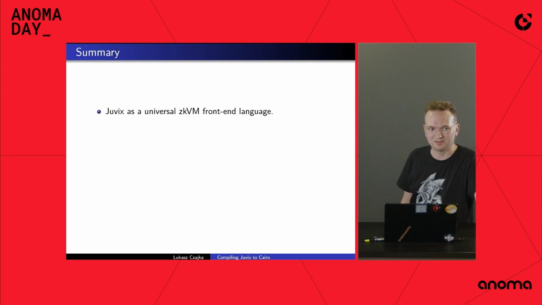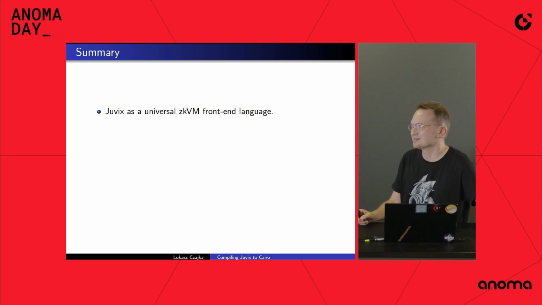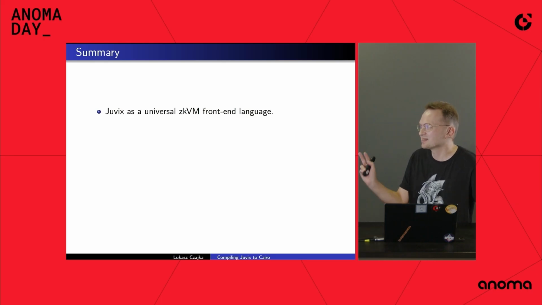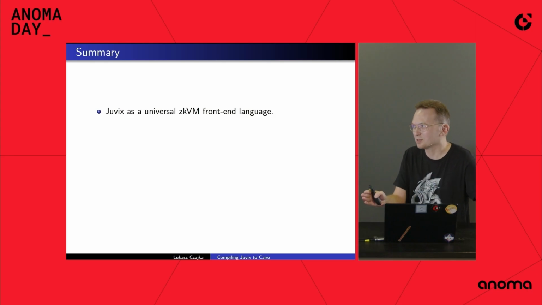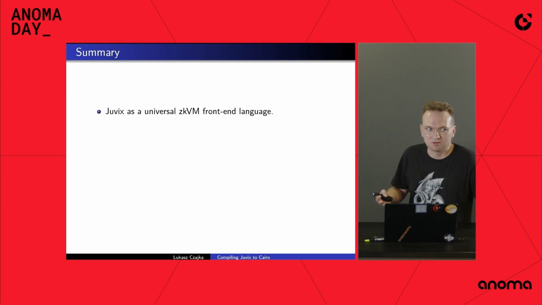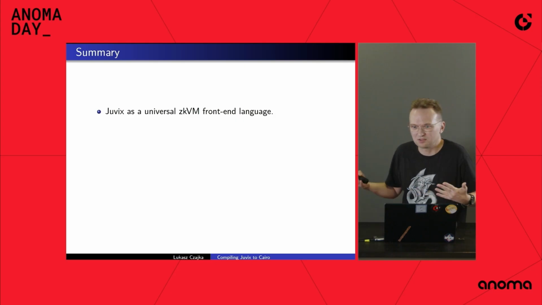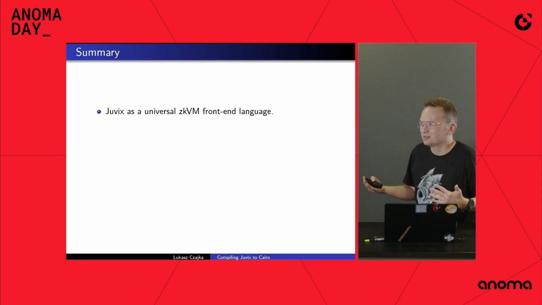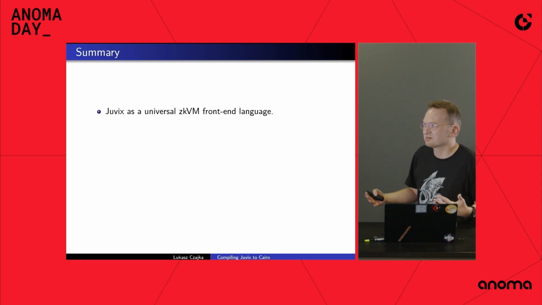So the way I would like to summarize and position it is that Juvix can be seen as a sort of universal zero-knowledge virtual machine front-end language, because as you've seen, most of the pipeline that I've been talking about is not specific to Cairo. Just at the very end, you need to deal with the peculiarities of this particular zero-knowledge virtual machine, but you could reuse almost all of the stuff implemented for this compilation pipeline to target another zero-knowledge virtual machine. Of course, it requires some work, but because of the way the whole thing is structured, it's not that much work.